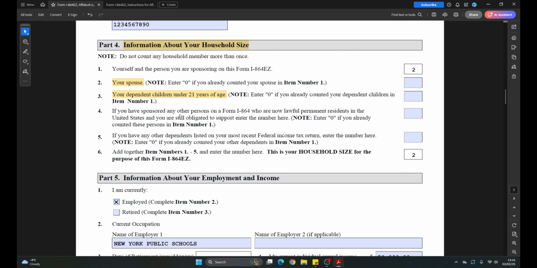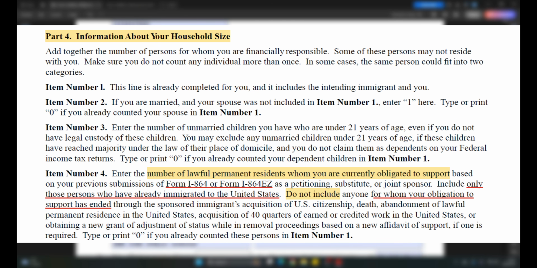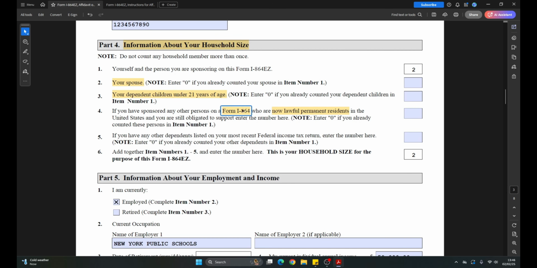You must also count any people that you have ever sponsored who are now lawful permanent residents. And this includes the form I-864. It also includes form I-864EZ. The instructions do not ask you to include anybody here whom you have sponsored on the form I-864A. And again, you only have to count these people if they are now permanent residents. If this person you signed the affidavit for is maybe now a US citizen, you no longer have to count them. You also don't have to count this person if they are not yet in the United States.